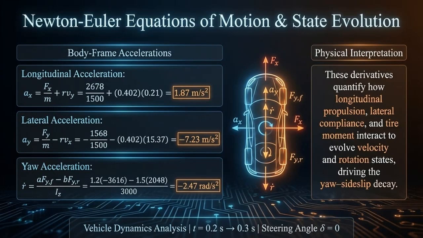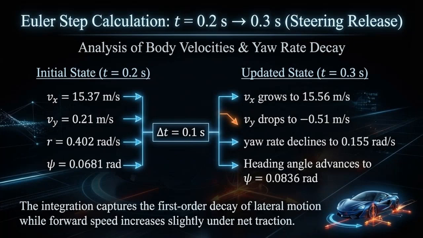Using the Newton-Euler equations, we now compute the vehicle accelerations in the body frame. The longitudinal acceleration equals 1.87 meters per second squared. The lateral acceleration equals minus 7.23 meters per second squared. The yaw acceleration comes from the tire moment balance, yielding minus 2.47 radians per second squared. Together, these accelerations show how propulsion, lateral tire forces, and yaw moments combine to update the vehicle's velocity and rotation during the steering release response.